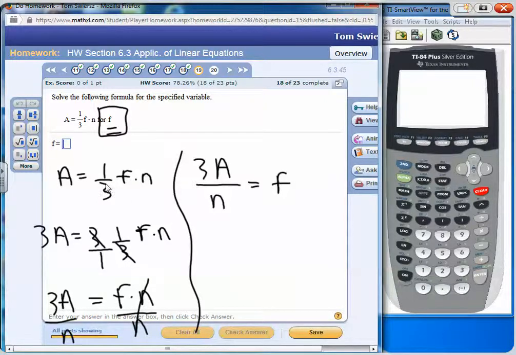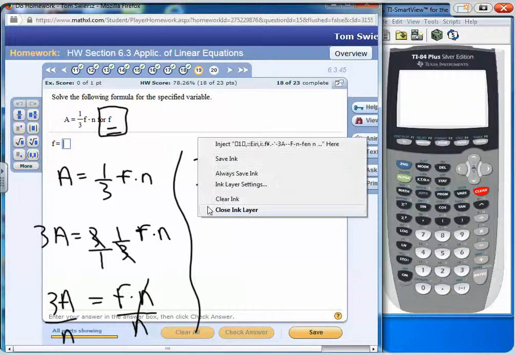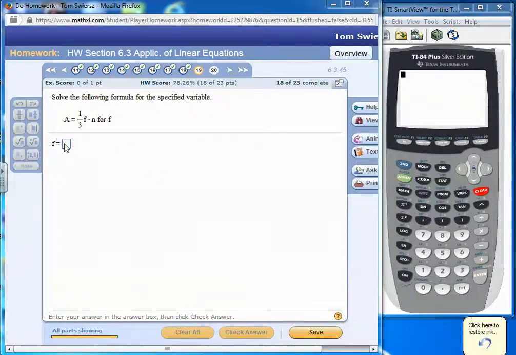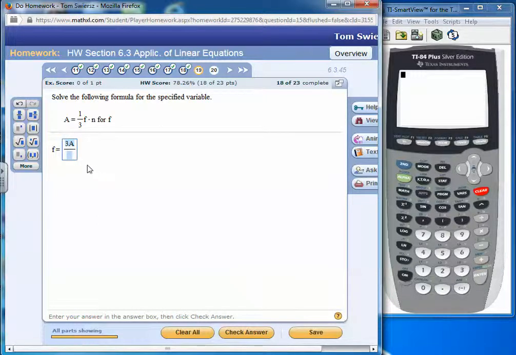So let's go ahead and put that into MyMathLab. Fraction, 3 capital A, over N.